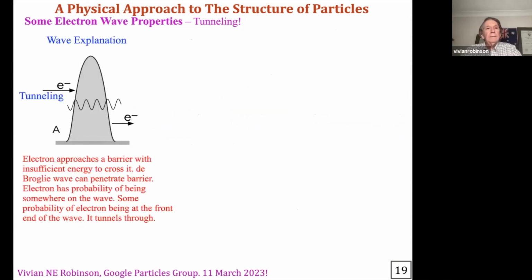Another one, of course, is tunneling. The well-known effect is that you have an electron approaching a barrier. It hasn't got enough energy to overcome it. Its de Broglie wave can be long enough that it can appear on the other side. According to the standard theory, the electron can appear anywhere on that wave, and therefore it has a possibility of being able to penetrate or tunnel through.